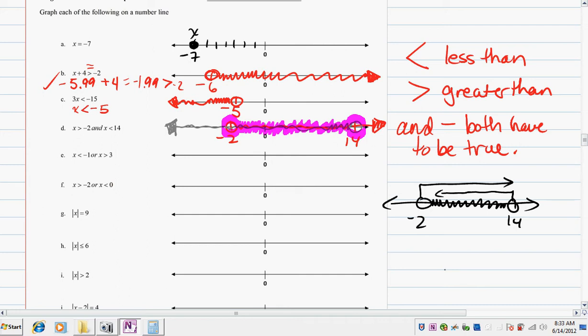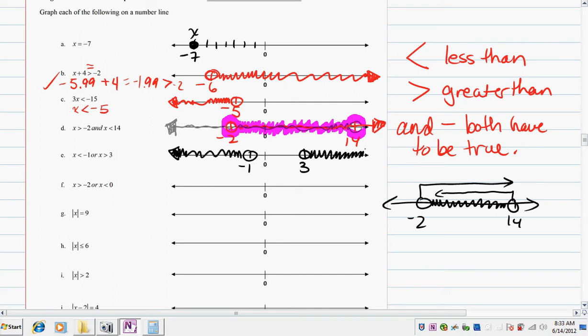So let's try the next one. X is less than -1. -1, not including it, so going down, open circle. If it included the number, it would be closed circle, and you would see that indicated by an equal sign under the bar. So it would be greater than or equal to, less than or equal to. Or X is bigger than 3.